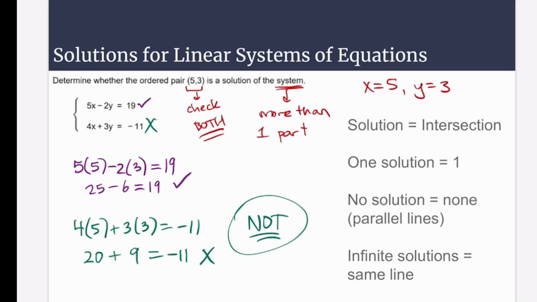So for context, the solution is the intersection. If you have two linear equations, or two lines, and you graph them, if they intersect at a point, that is where your solution is. So this is saying that 5 comma 3, when x is 5 and y is 3, is going to be on the first equation if you graph it, but it's not going to be on the second one. So it's not going to be where they intersect.